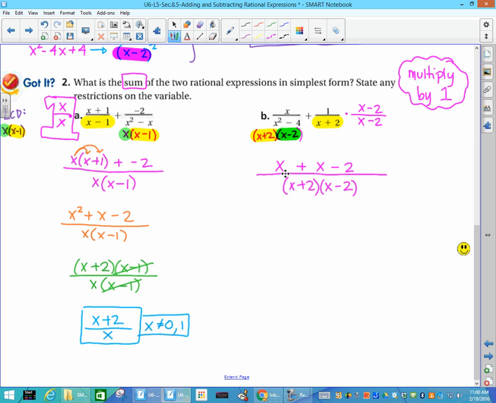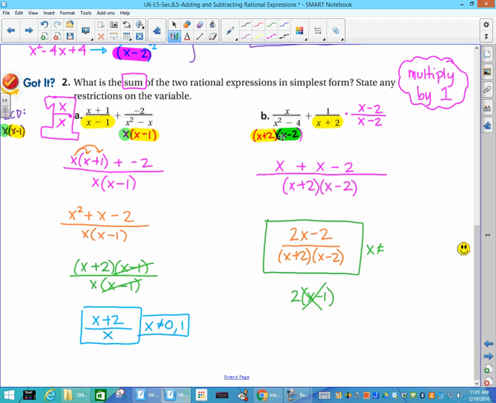And I simplify that, combine like terms, gives me 2x minus 2 over x plus 2 times x minus 2. And then we look to factor that top, and that top becomes 2 times x minus 1. Now, if you can see right then that that's not going to cancel with either of these, so you don't have to worry about it. And you can actually leave it in this form, or you can write it in factored form. It does not matter.